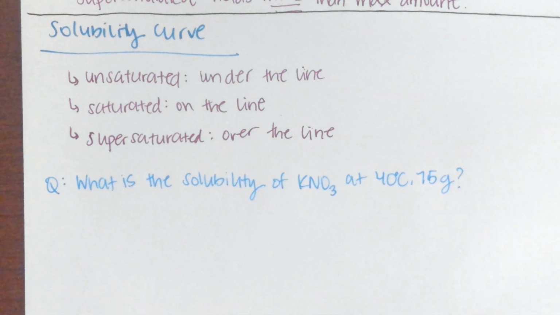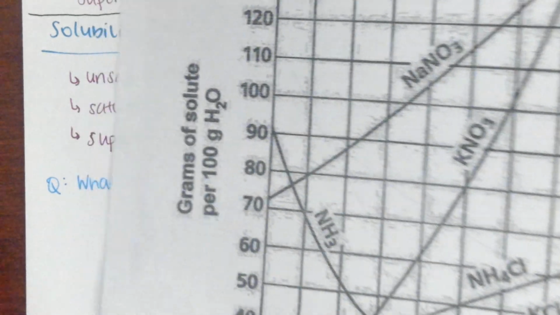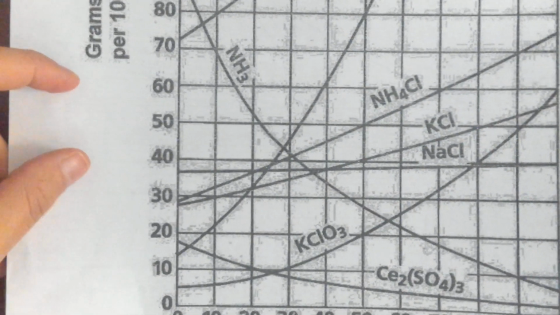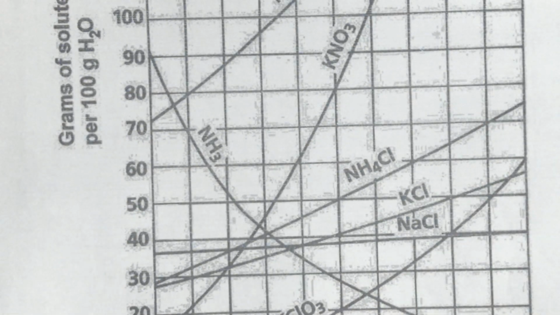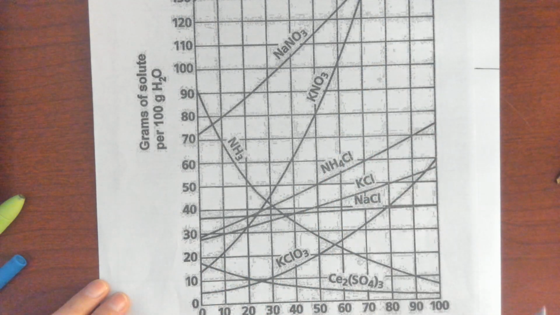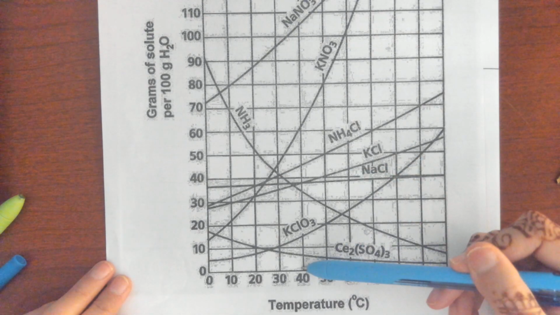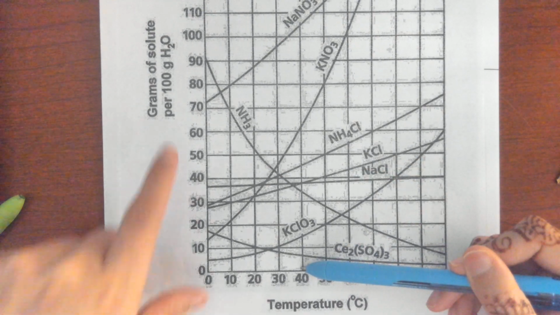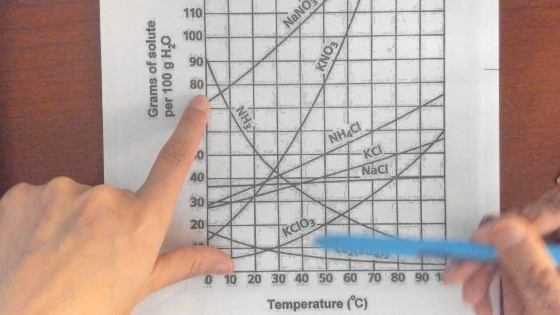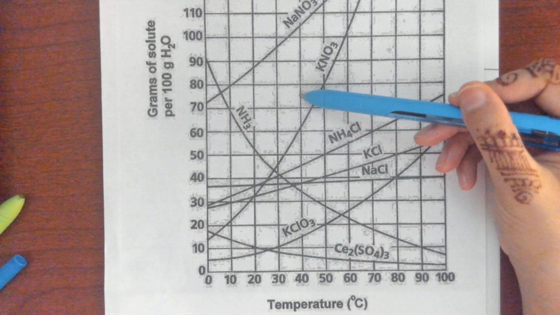So when you look at KNO3, by the way, on your quiz, the graph will be on your quiz paper, and I promise it's easy to read. Okay, I made sure of that. So KNO3, we're going to look at, let me see, like that. This line here, we're going to find the temperature, what did I say, 40 degrees, 75 grams, which is right here. So it's about here. It is supersaturated. Good.